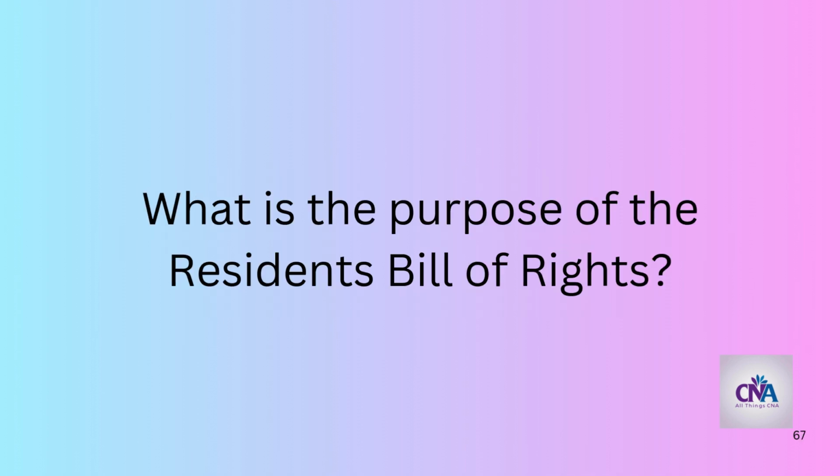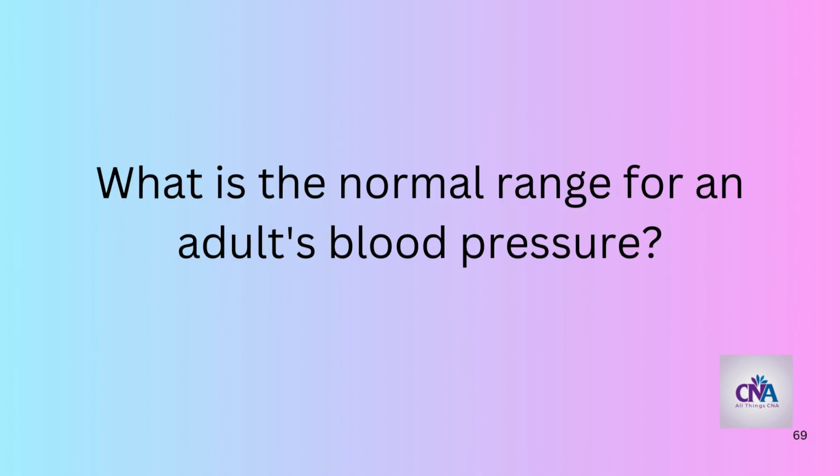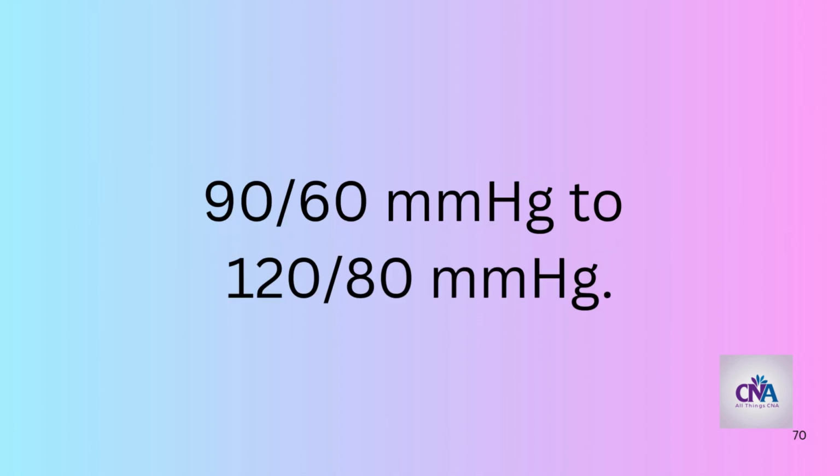Question: what is the purpose of the resident's Bill of Rights? Answer: it ensures that residents have the right to dignity, respect, and quality care while in a healthcare facility. Question: what is the normal range for an adult's blood pressure? Answer: 90/60 mmHg to 120/80 mmHg.